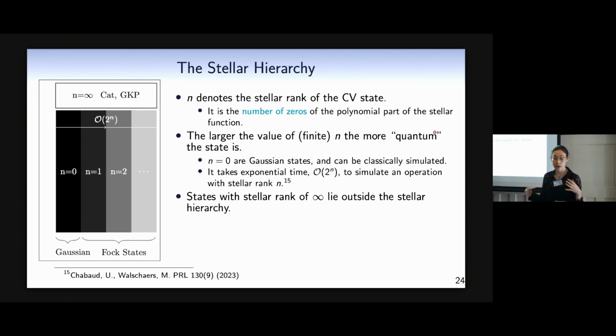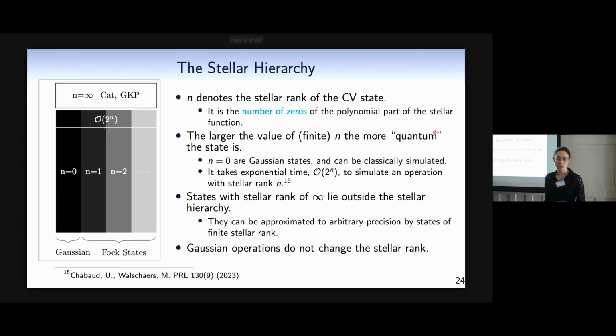I've been mentioning finite again. States with stellar rank of infinity lie outside the stellar hierarchy in the sense that infinity doesn't mean infinitely difficult to simulate. The stellar hierarchy is only robust for finite n. But if you have a state such as a GKP or cat state that has infinite stellar rank, you can approximate it to arbitrary precision by states of a finite rank. You can make them epsilon close in trace distance. And then finally, Gaussian operations by definition do not change the stellar rank.